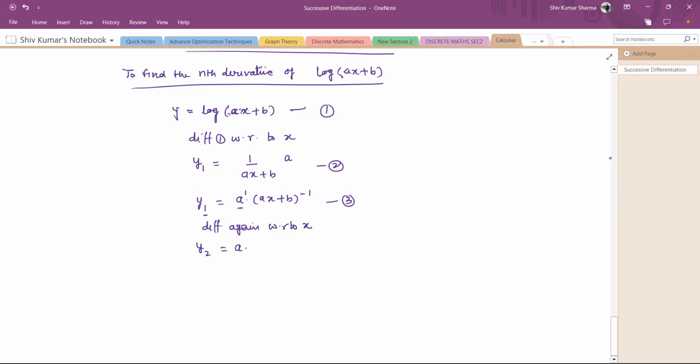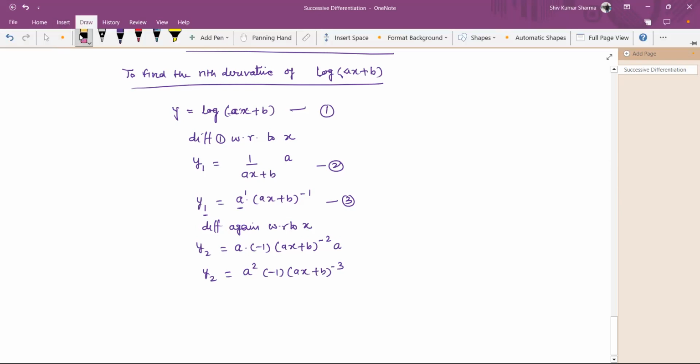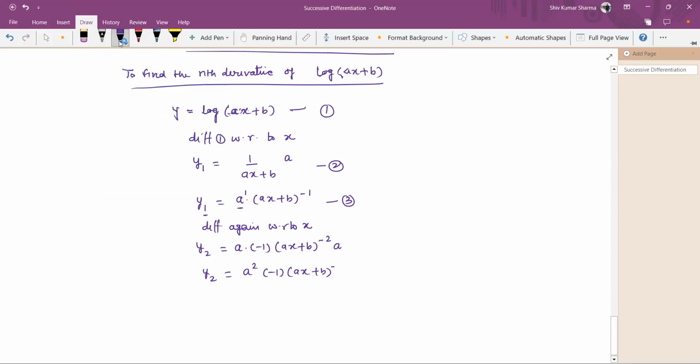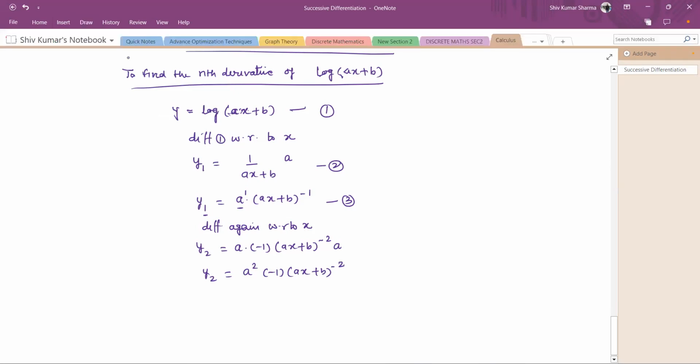y2 is equal to a into minus 1, the power comes down as the coefficient, and this can be written as ax plus b raised to the power minus 2, and the differentiation of ax plus b is a. So a into a is a square. Here is minus 1, and we write ax plus b raised to the power minus 2.